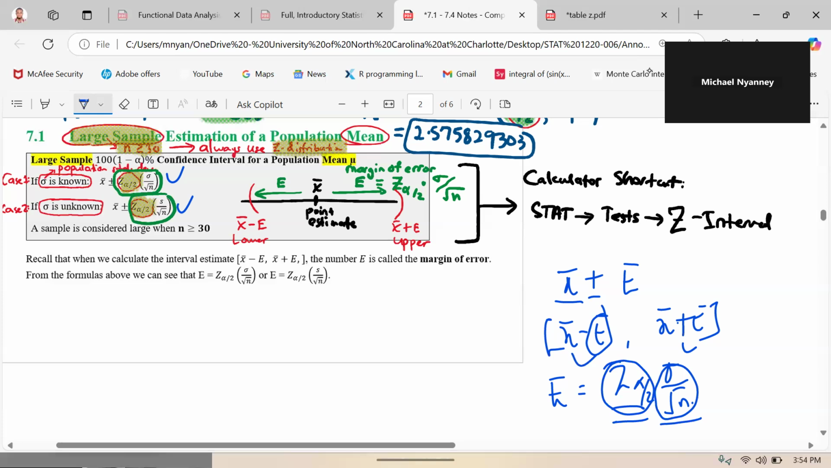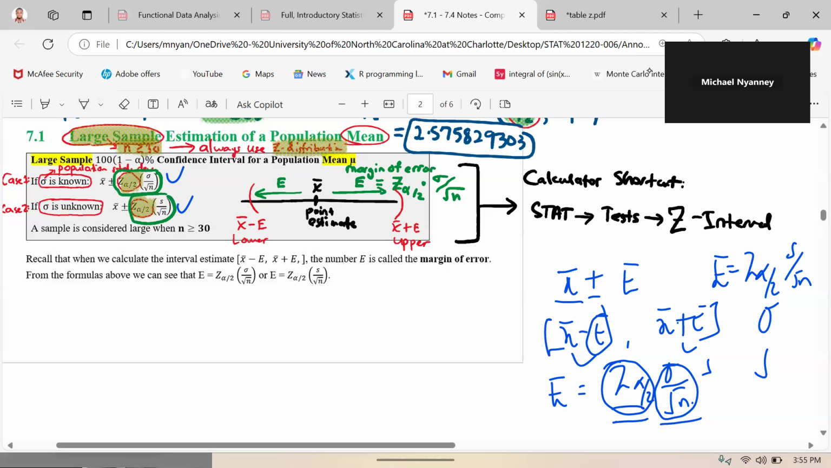In this case, you are considering n greater than or equal to 30. But if sigma is not known, then we use the point estimate s, the sample standard deviation, to estimate it. So in place of sigma we use s, and now our E will be equal to Z alpha over 2 times s all over square root of n. But if sigma is known, you just maintain it. That is for the large sample. It's very simple as that.